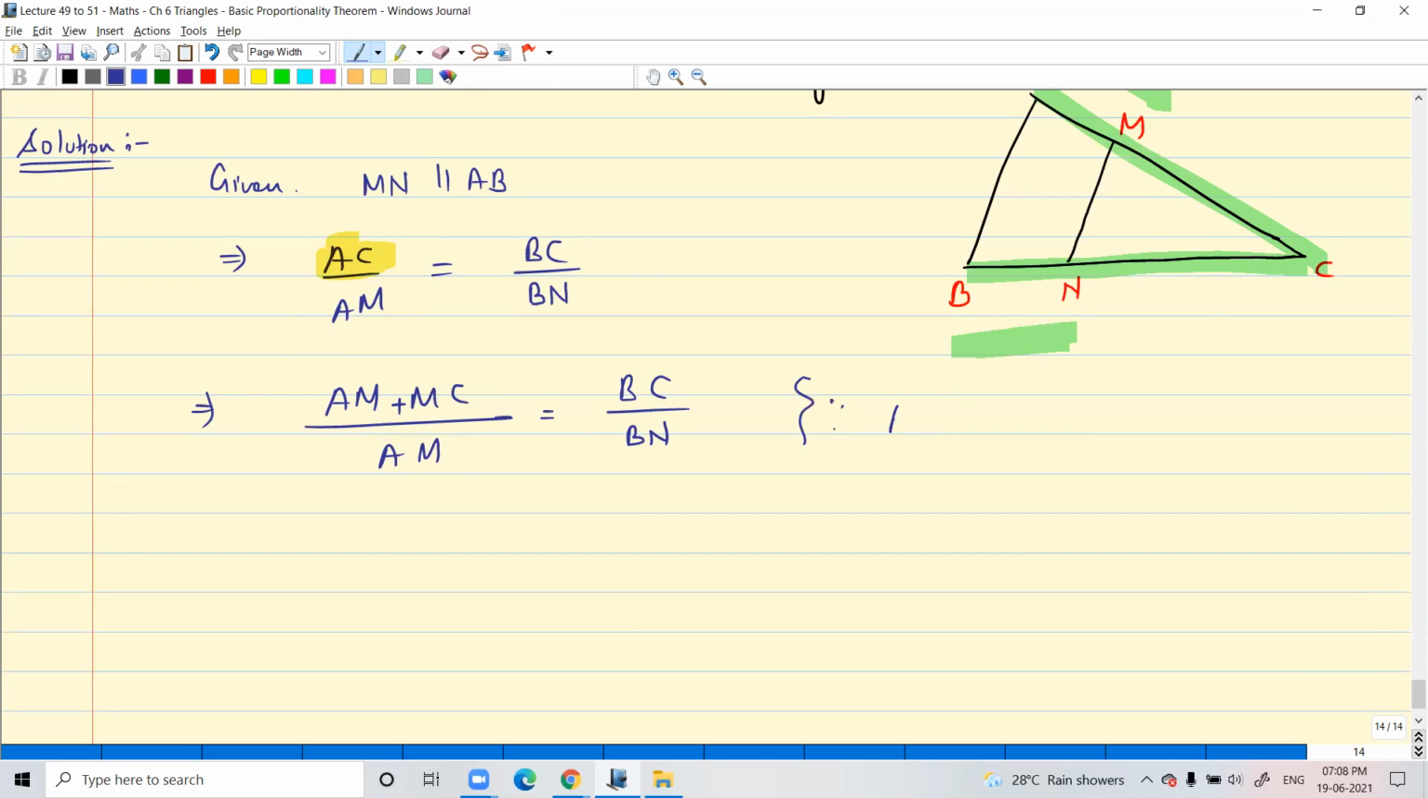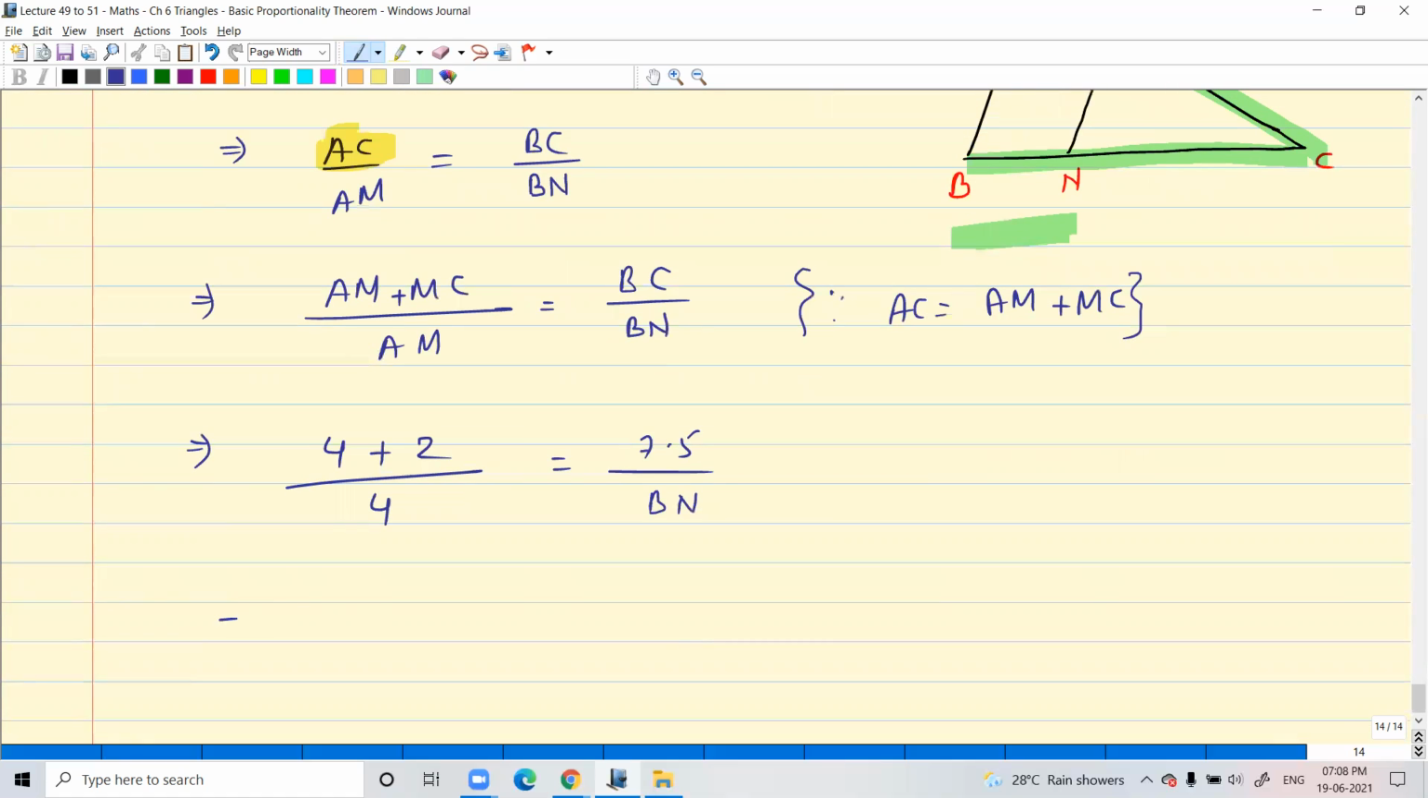Just give the reason for that because AC is equal to AM plus MC. And then fill in all the numbers and find the value of BN. What was AM? 4 centimeters. MC, 2 centimeters. So 4 plus 2 by 4. And BC was already given, 7.5. And BN is something which we need to find out. So what do we get? This becomes 6 by 4. So BN I will send here and the rest of the things I will cross multiply and write it.